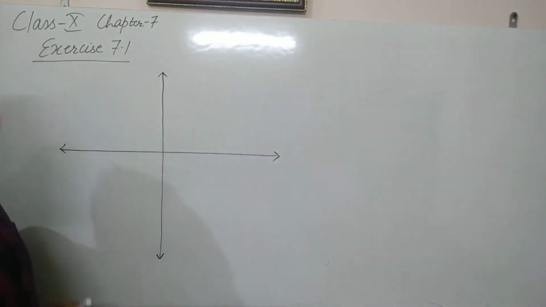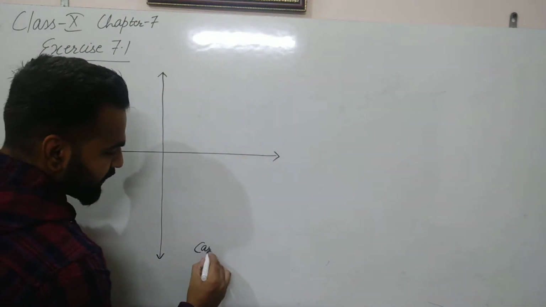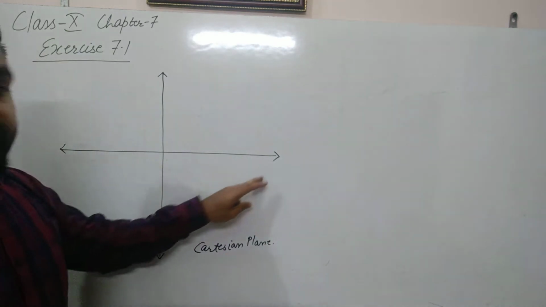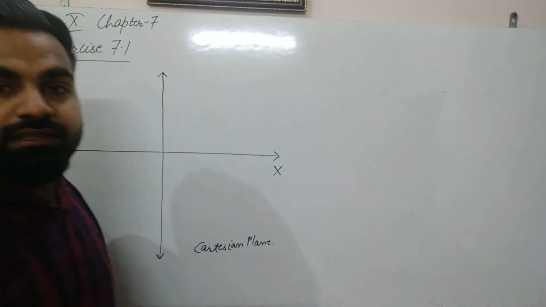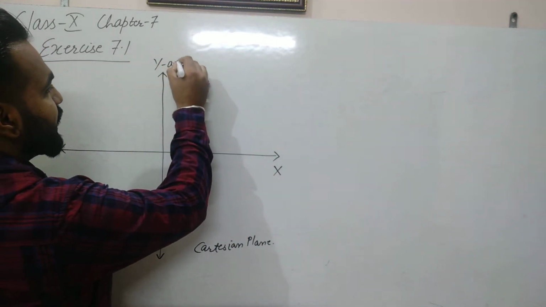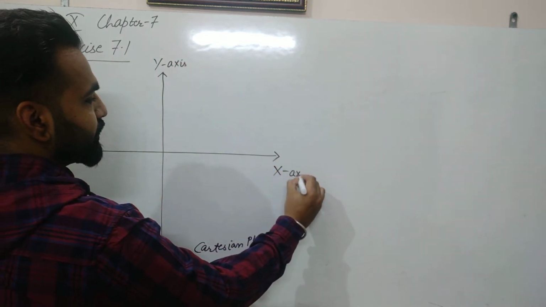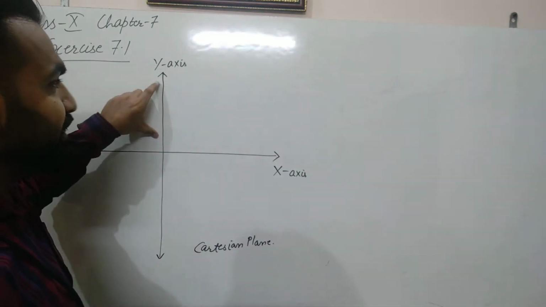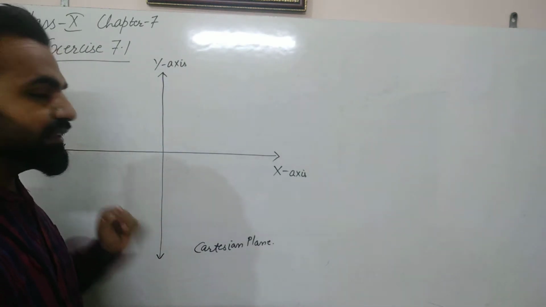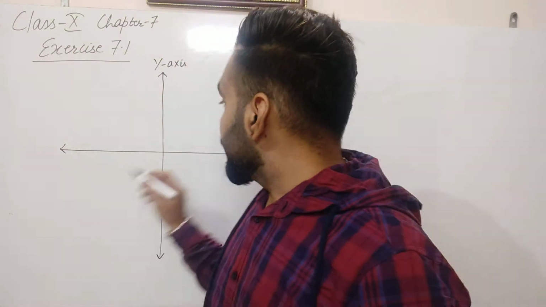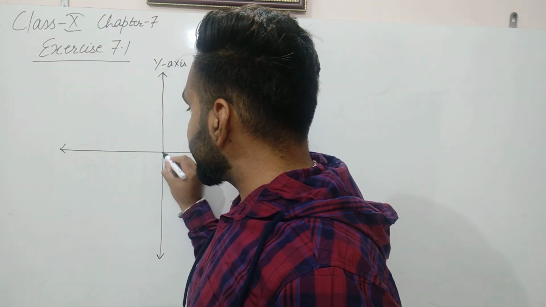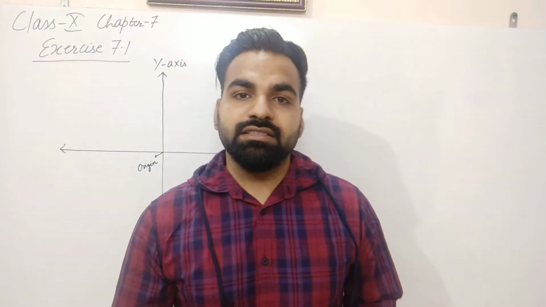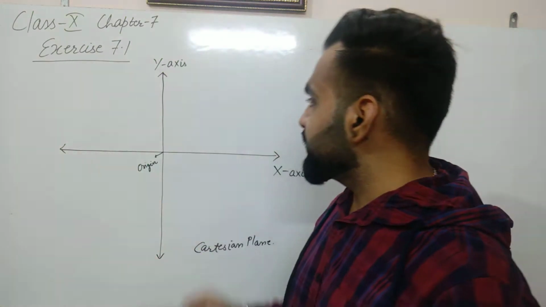So this is a graph and this is called Cartesian plane. Clear? This is called x-axis, the horizontal axis, and this is y-axis, that is the vertical axis. This is the positive side of x-axis, this is negative side. This is positive side of y-axis and this is negative side of y-axis. The point of intersection here, this is called origin. The point where x-axis and y-axis intersect is called origin.